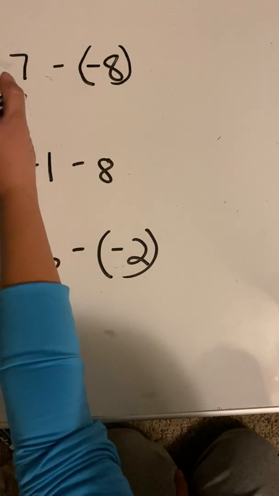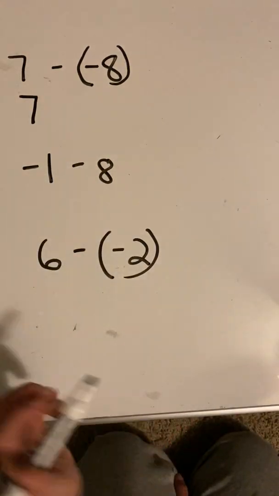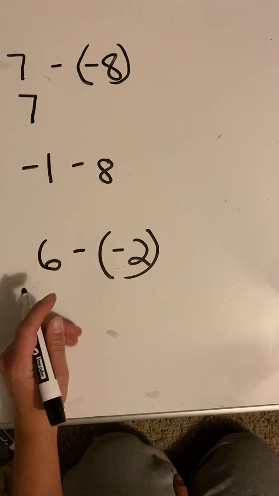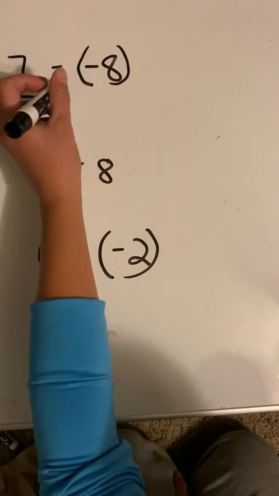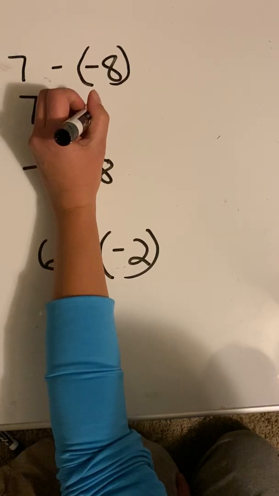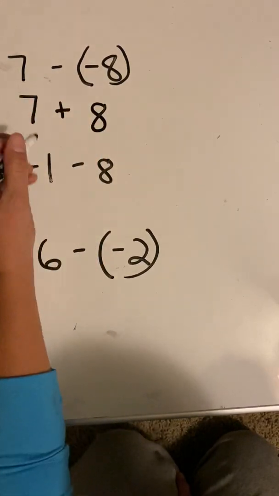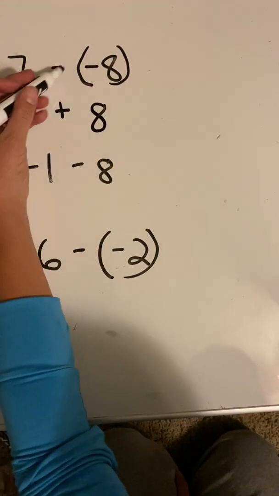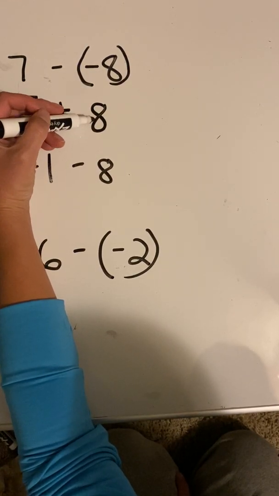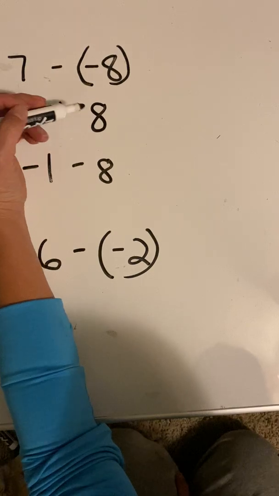First number stays the same. Subtraction is the same thing as adding an opposite. If I add a penalty to you, or if I take something away, that's the same thing. So instead of subtracting, I'm going to add. Opposite of -8 is +8. So first number stays. Subtraction changes to addition. The number behind the subtraction changes to the opposite. If it's negative, it's going to become positive.